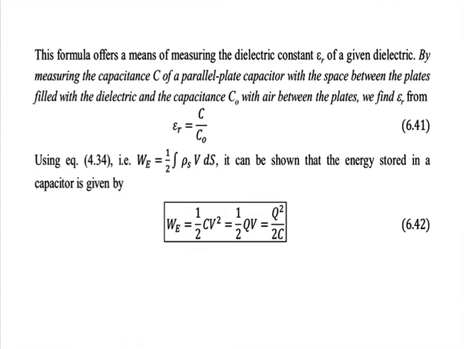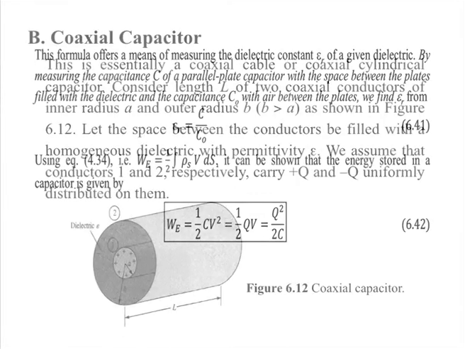This formula offers a means of finding the dielectric constant epsilon r of a given dielectric. By measuring the capacitance C of a parallel plate capacitor with the space between the plates filled with the dielectric and the capacitance C naught with air between the plates, we find epsilon r, that is relative permittivity, from epsilon r equal to C by C naught. Similarly, we can find out the energy stored in the capacitor given by equation 6.42.